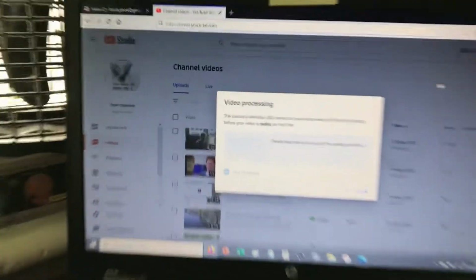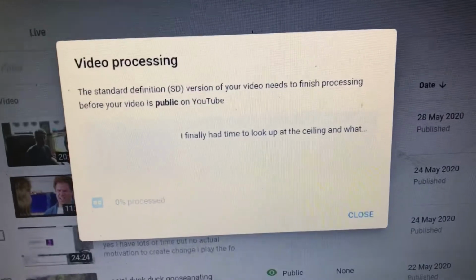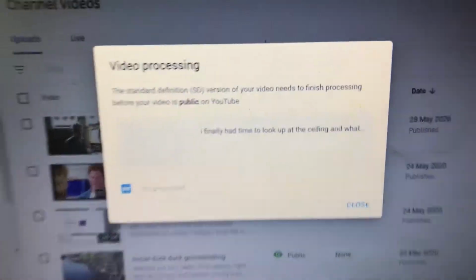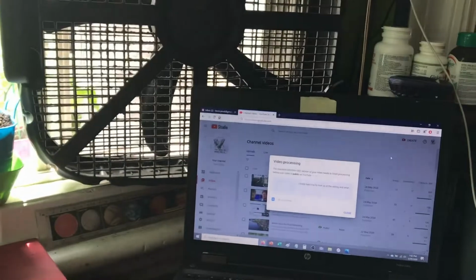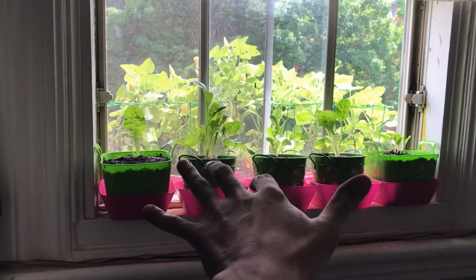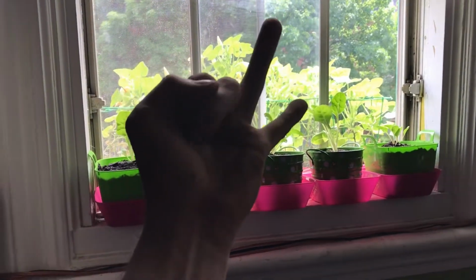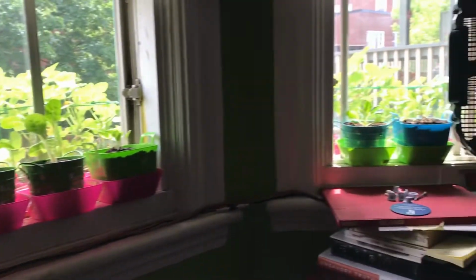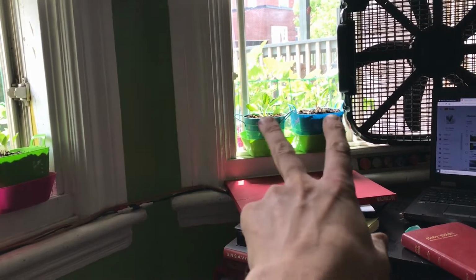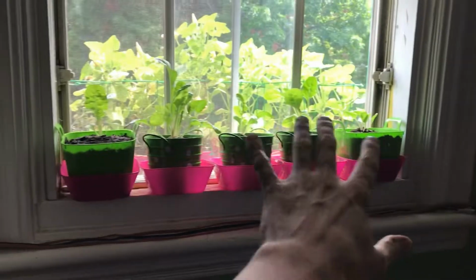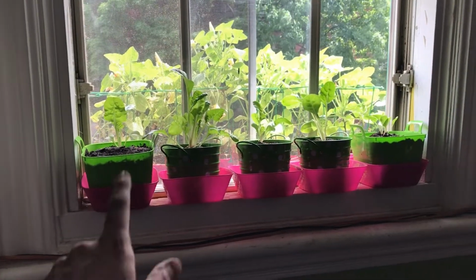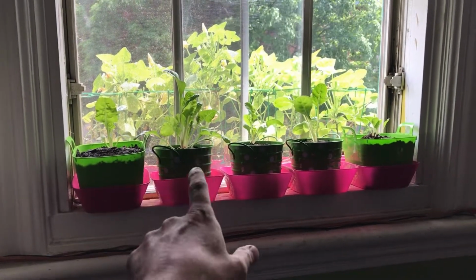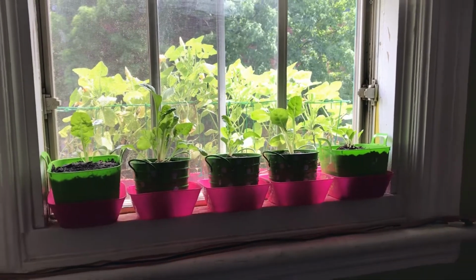Hey, look at that. I finally had time to look up at the ceiling. Anyway, it's processing. So I'm sitting here looking at this going, there's 5. I say there should be 5 cellular energy devices. 1, 2, 3, 4, 5. These are 2 different types of plants, and these are all the same type of plants. So what if we have 1 cellular energy device, 2, 3, 4, 5, and they're all connected together?